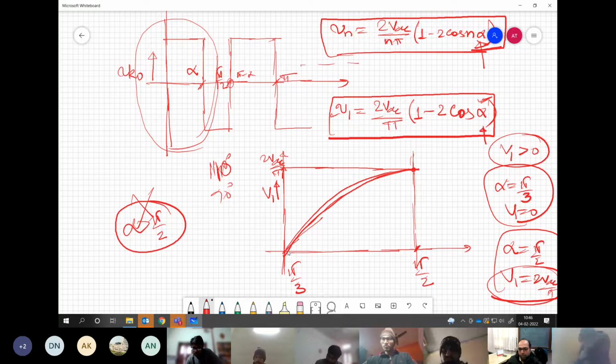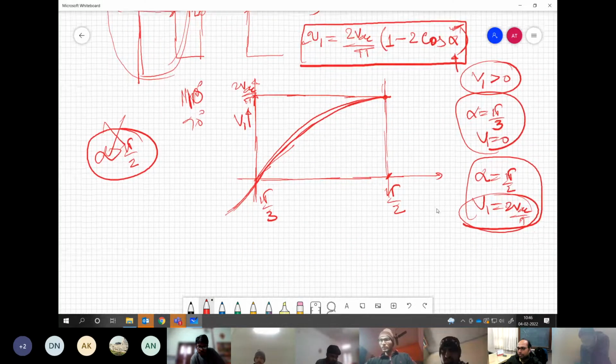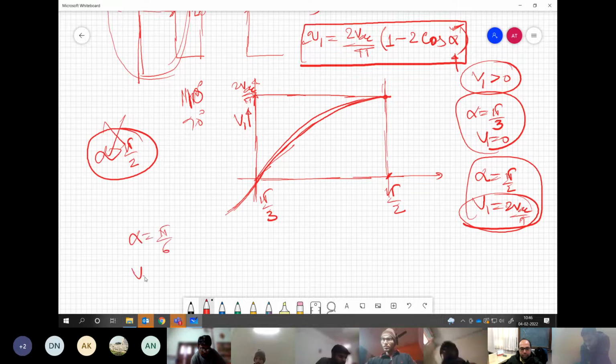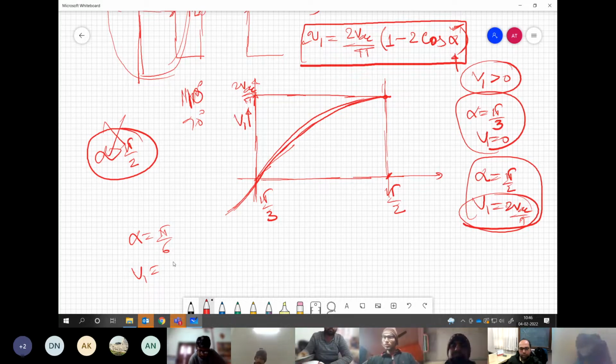Now, if you go less than pi by 3, what will happen? V1 will start going negative. Just check the value for alpha equal to pi by 3. Sorry, pi by 6, not pi by 3. For 30°, just check the value. How much value will you get here? Negative. This will come as 1 minus root 3, which is basically less than 0.